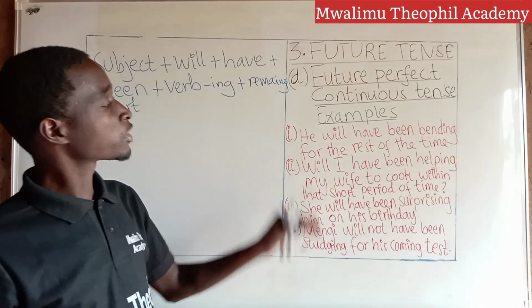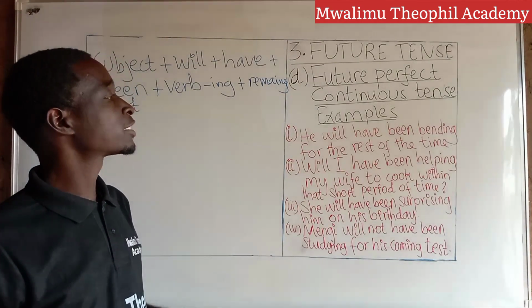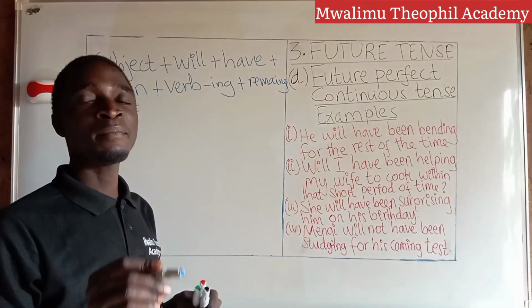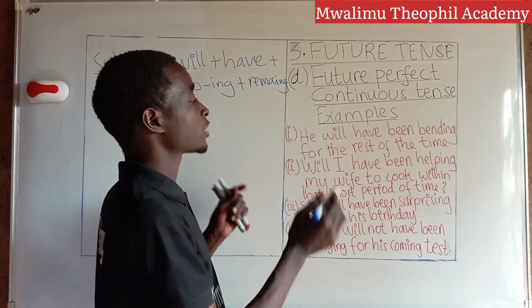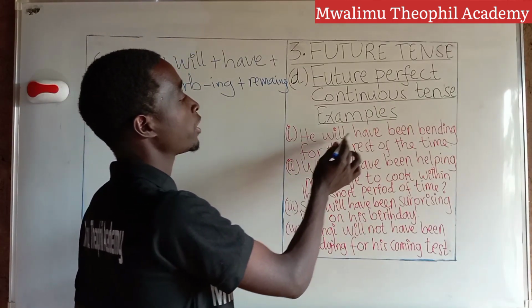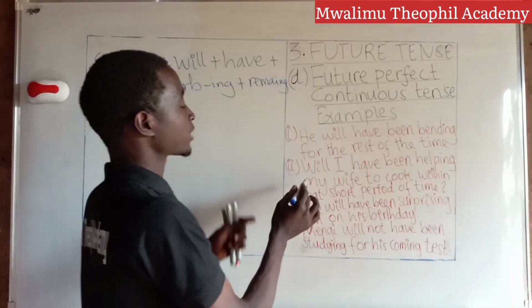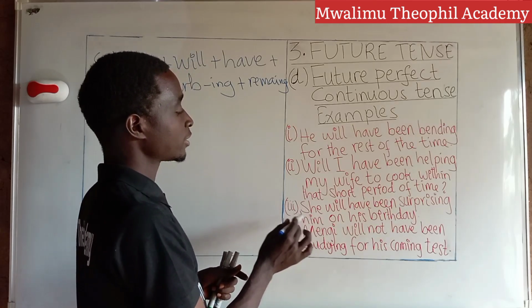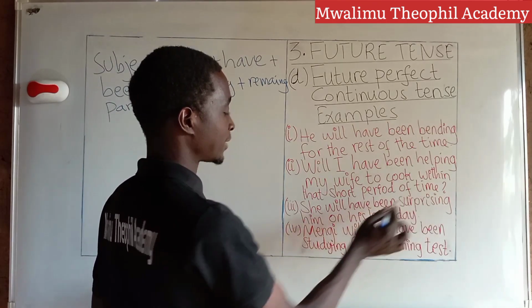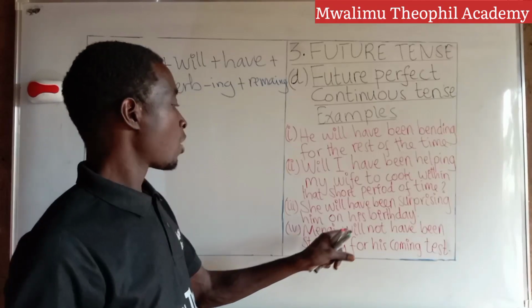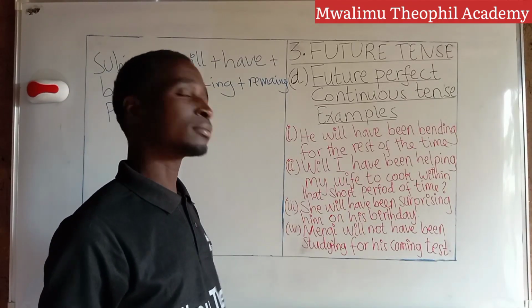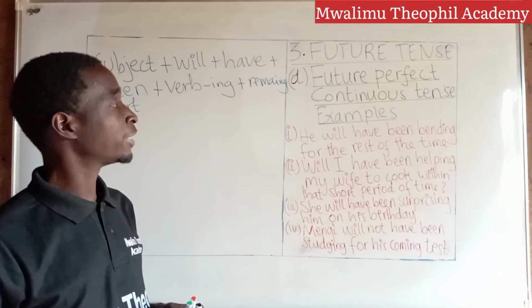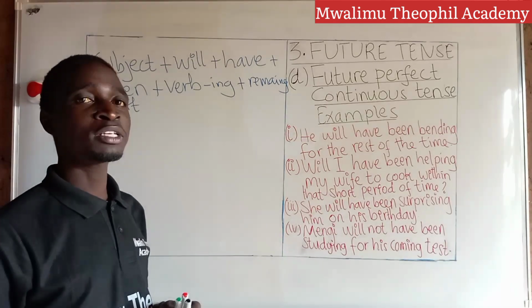So, in all of these 4 sentences, you may find that after the word will, we have added have, after have, been, after been, a main verb ending with ing. For example, in the first sentence, we have will have been bending. In our second sentence, will I have been helping. In our third sentence, will have been surprising. In our fourth sentence, will not have been studying. So this is the way we construct various sentences which are in future perfect continuous tense.